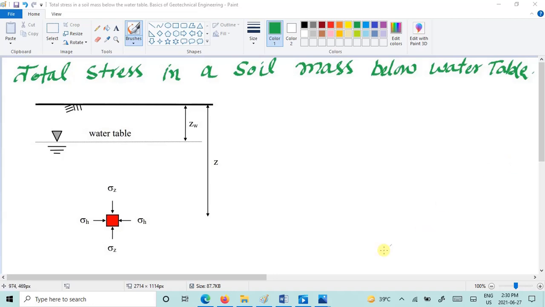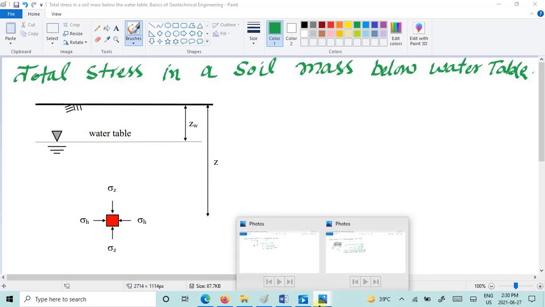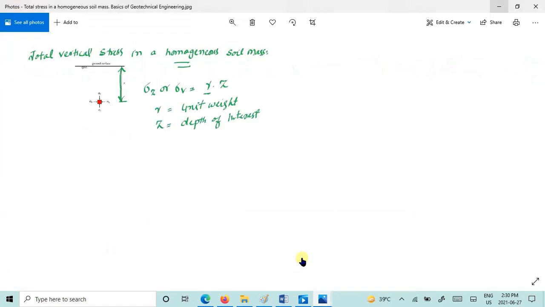In our previous videos, we discussed how we can find the vertical stress in a homogeneous soil mass using this simple equation, in which we multiply the unit weight of the soil and the depth of interest, or the depth of that particular point or soil element.